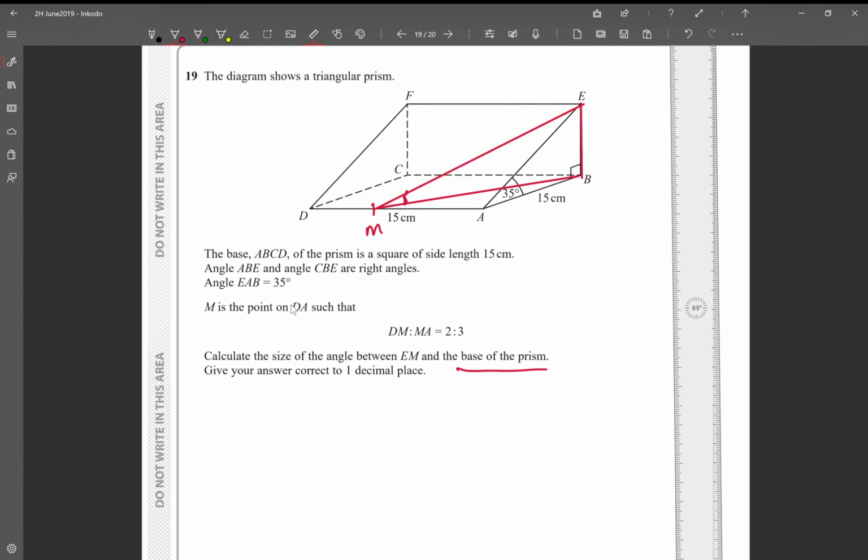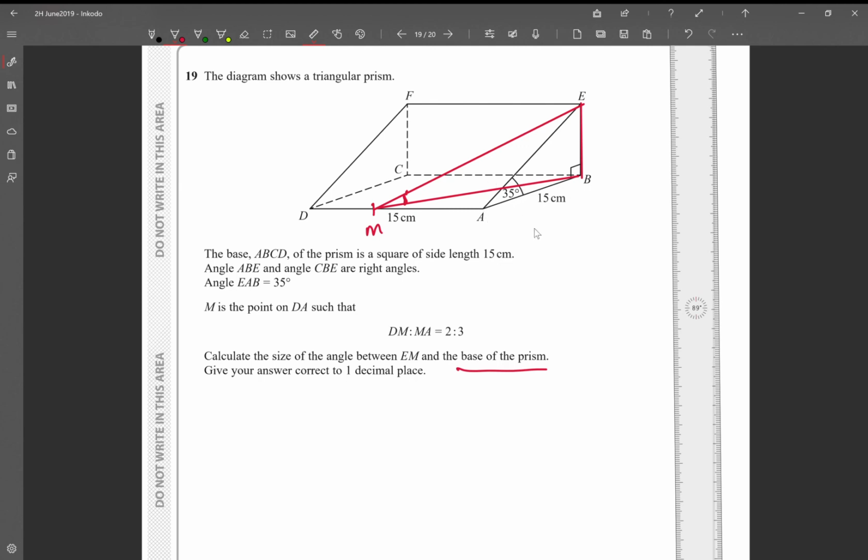Now, I think there's quite a bit to do before we could do that. So this is a right angle triangle here, and we don't know anything about it at the moment. We don't know the length of this, we don't know the length of that, we don't know the length of that, or any of the angles. So we need help with that.